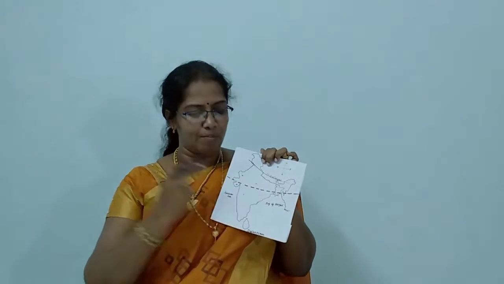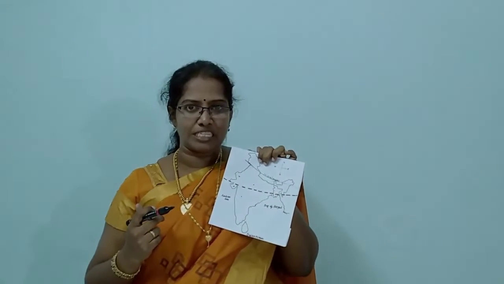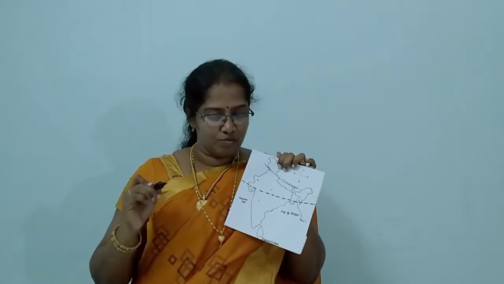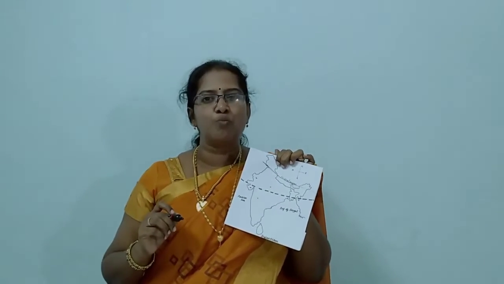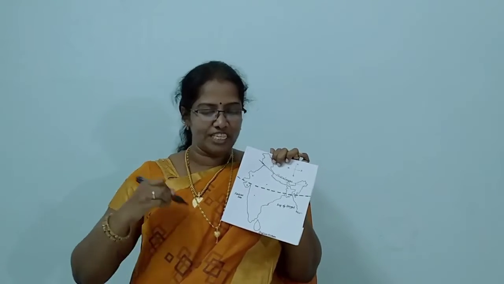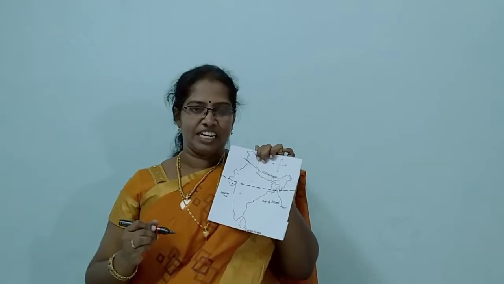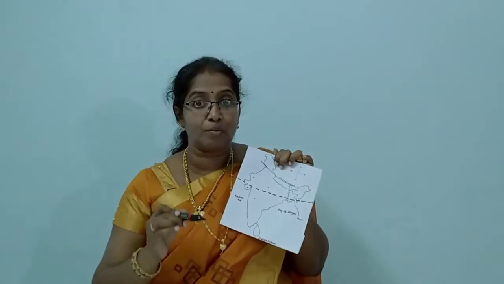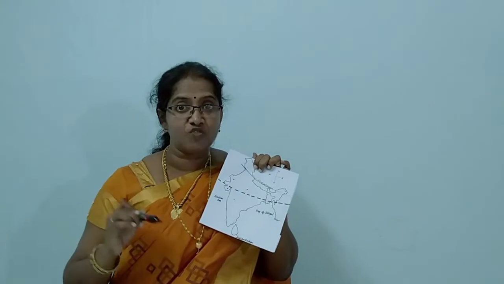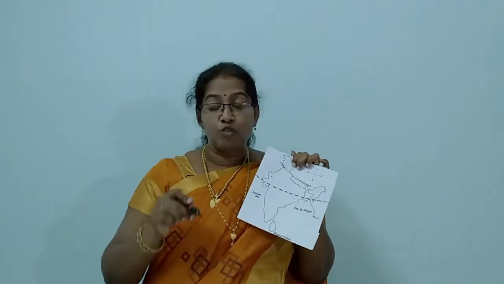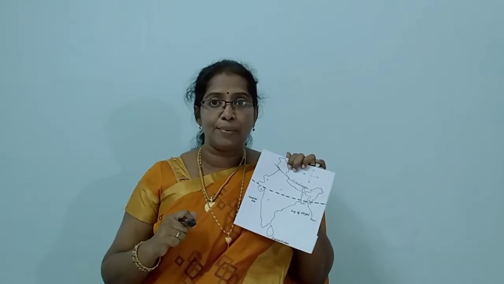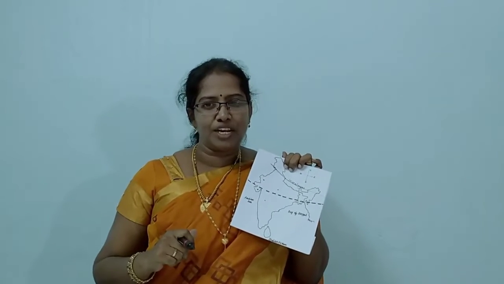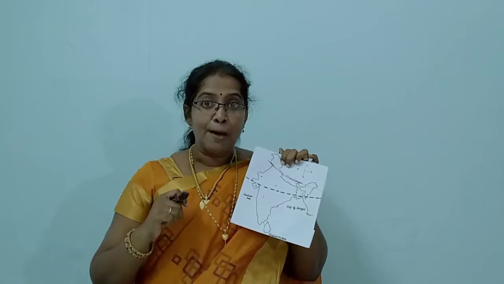During the time of the summer season, because of the atmospheric pressure conditions, the wind is blowing from the southwest to northeast direction in the Arabian Sea and Bay of Bengal. See students, during the time of the summer season only. Nowadays we are receiving rainfall. Now how is it happening? Because of the atmospheric pressure.